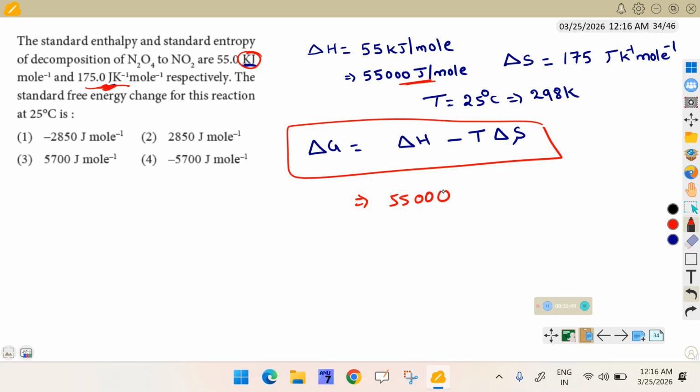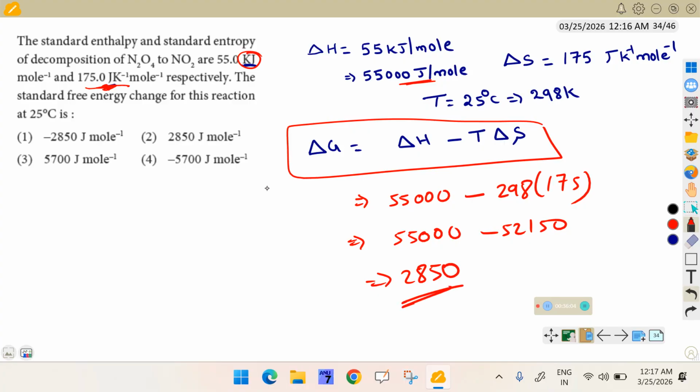55,000 minus 298 into 175. 298 into 175 value is 52,150. You will get 2850. Second option correct.